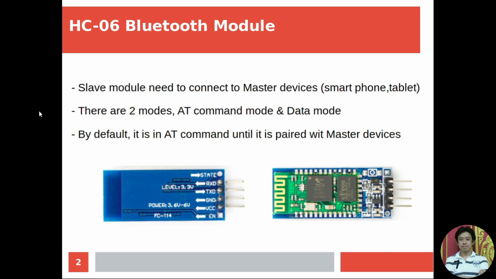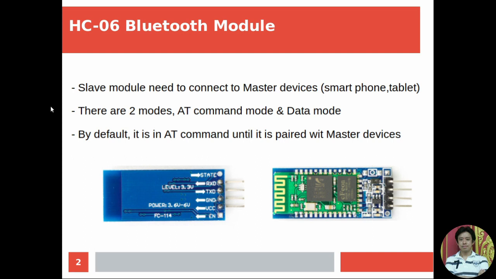HC-06 is a slave module. It needs to connect with master module or master device such as smartphone or tablet. In the module, there are two modes for operation. The first one is AT command mode and the second one is data mode.